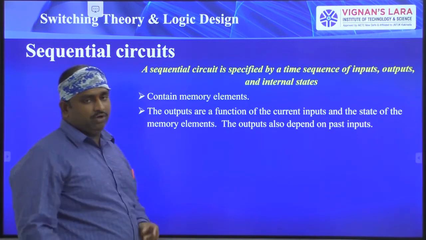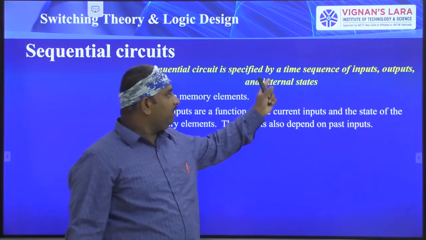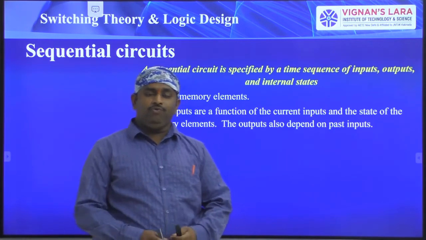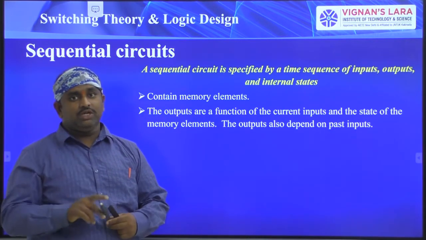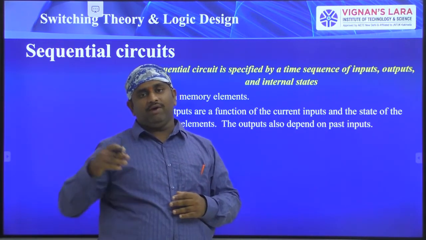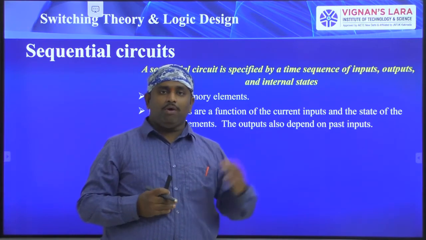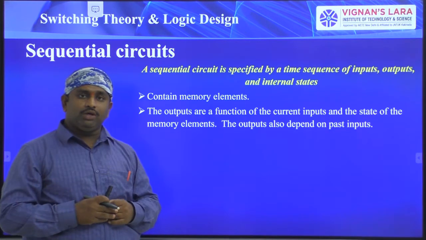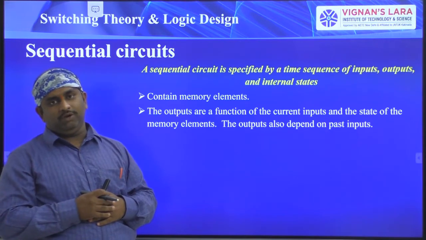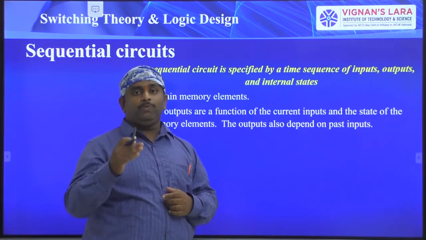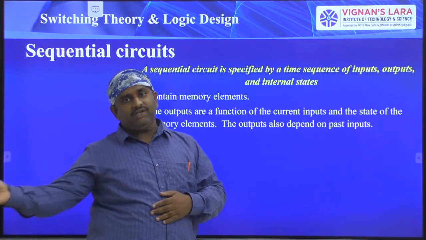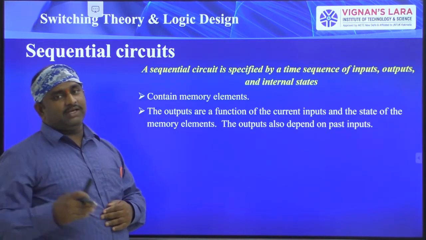A sequential circuit is specified by a time sequence of inputs, outputs and internal states. Before this topic we have discussed combinational circuits. The total digital circuits are divided into 2 categories: one is the combinational circuit and the other is the sequential circuit. In a combinational circuit, the output depends completely on the present state of the input. In a sequential circuit, the output depends on the present state of the input and also the previous state of the output. That is nothing but memory elements.